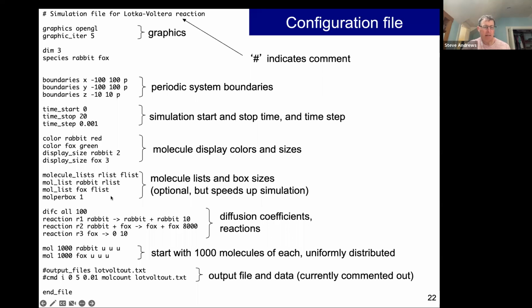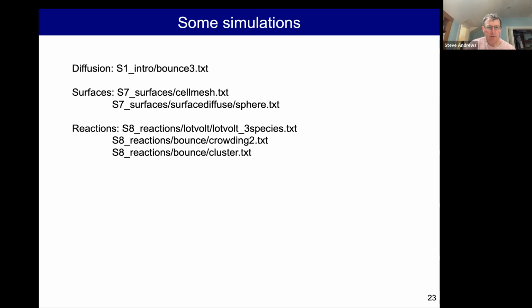Molecule lists make things a bit faster by organizing molecules into different lists. Then a very few lines give the essence of the simulation. Diffusion coefficients, in this case 100 units, and then 3 reactions: rabbit goes to rabbit plus rabbit, rabbit plus fox goes to fox plus fox, fox goes to nothing, and that's really it. Then you initialize with rabbits and foxes, 1,000 of each, uniformly in space, and then you output to disk files. So that's the whole file.